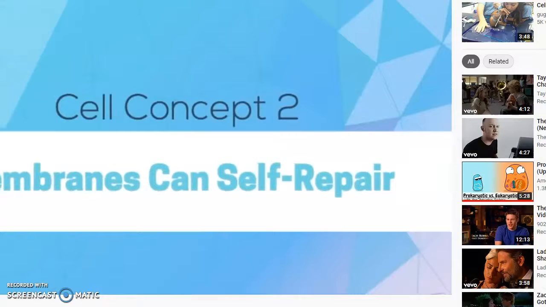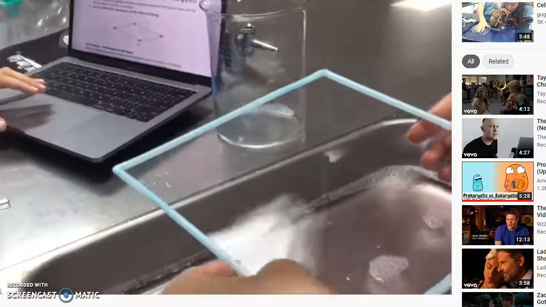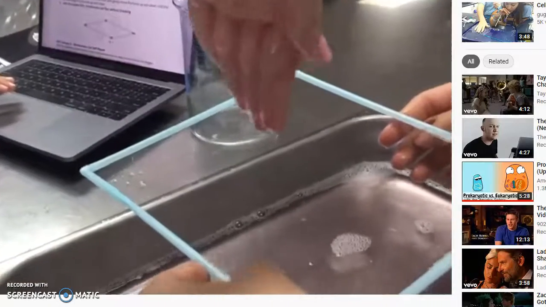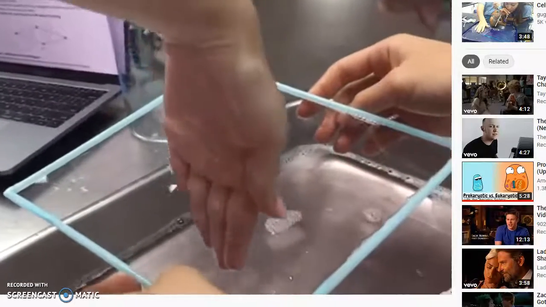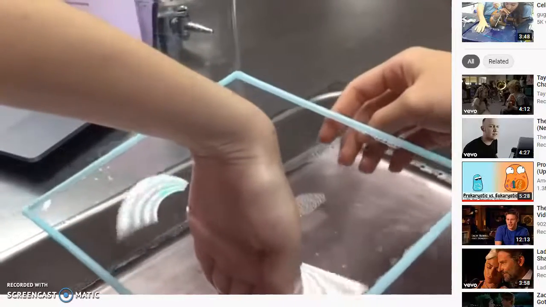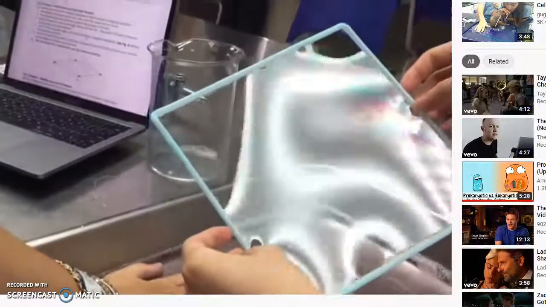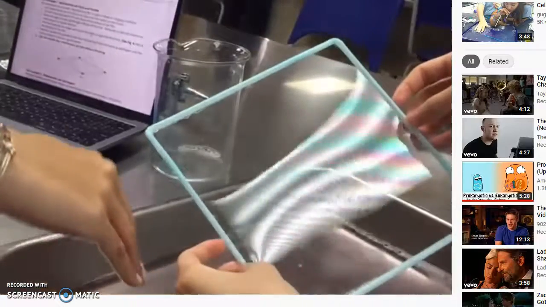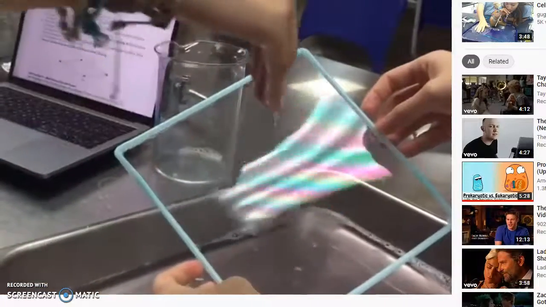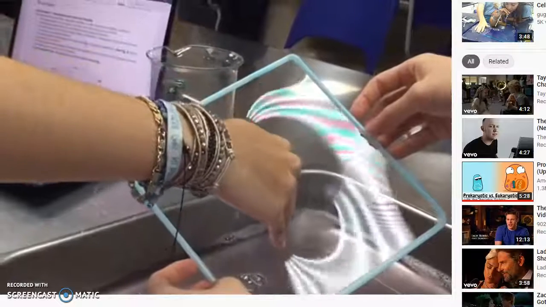Cell concept 2. Membranes can self-repair. As you can see, even with the whole hand going into the film never breaks, and when the hand is taken out of the film, it is able to go back to the same shape it was before. This is similar to the cell membrane because it is able to repair after there is breaks in the phospholipid bilayer. Concept 2 was able to show us that the lipid bilayer can be fixed by the attraction of the phospholipids in the cell membrane.